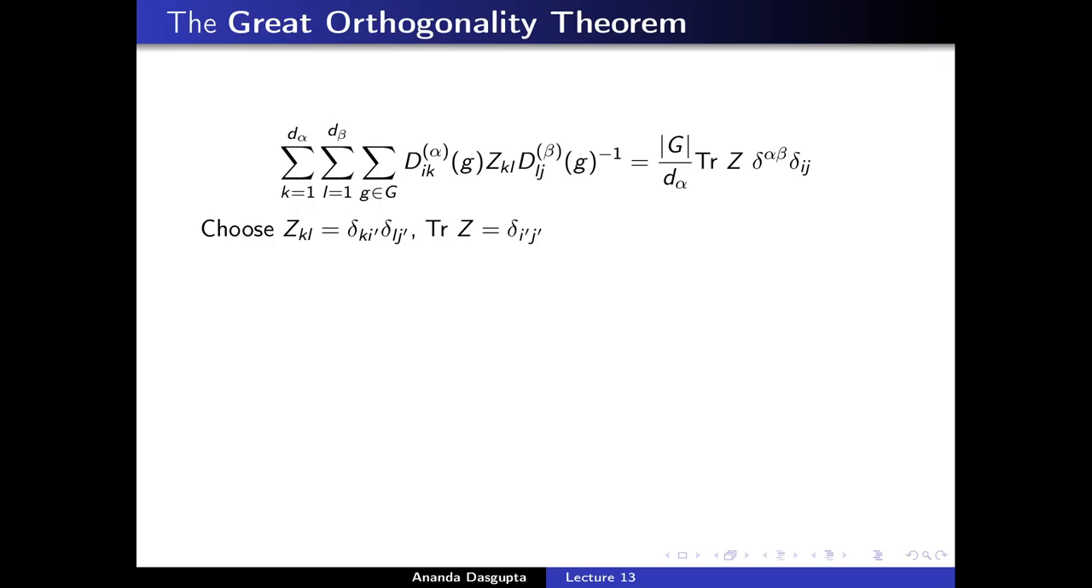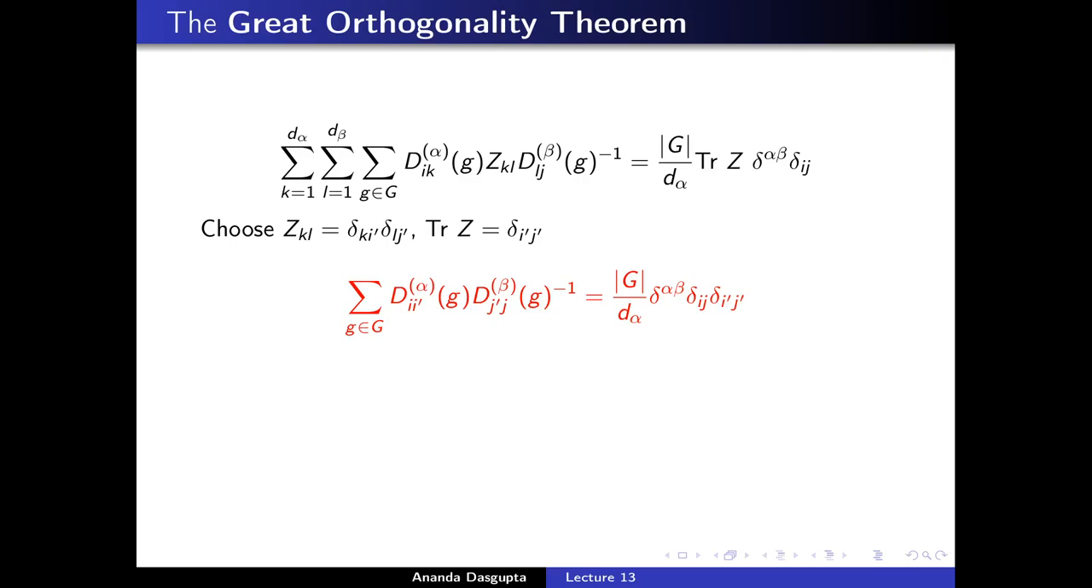So by substituting this particular choice of zkl and using the simple properties of the delta symbol to sum up over k and l trivially, and using trace Z is delta i prime j prime, what you end up with is this result. What you have here is, in the sum over k, the delta k i prime has forced the d alpha ik to become d alpha i prime. Similarly, d beta lj has become d beta j prime j of g inverse. So we end up with this final result. Sum over small g belonging to capital G, d alpha of g, i prime, d beta of g inverse, j prime j, must be equal to mod G by d alpha times a bunch of delta symbols, delta alpha beta, delta ij, delta i prime j prime.